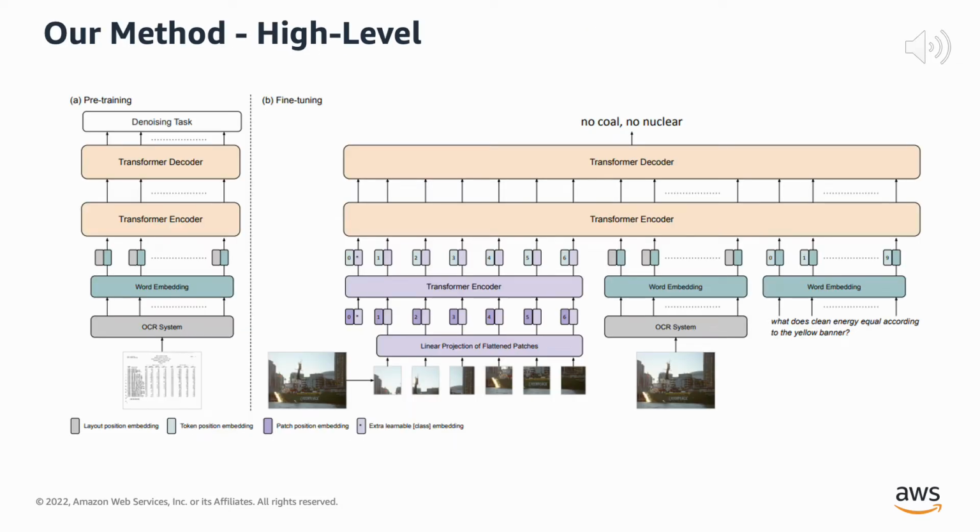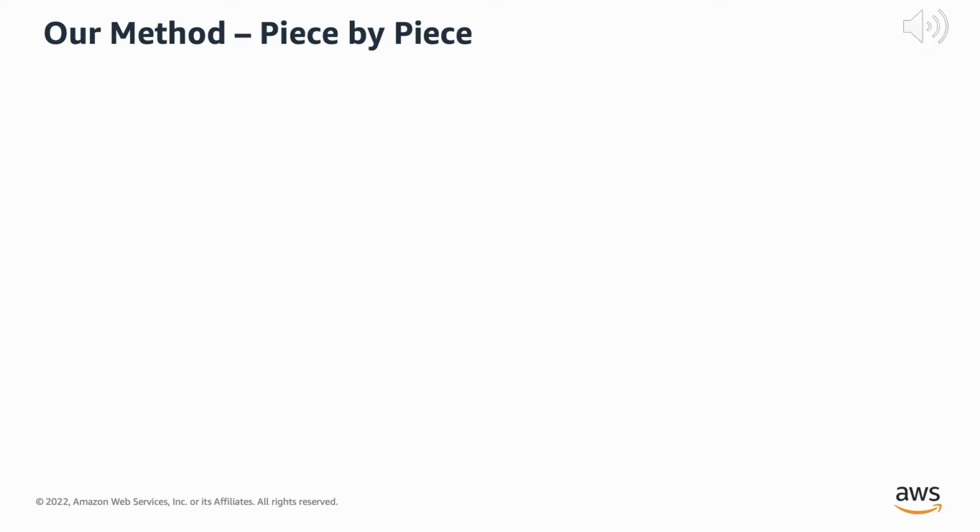LaTr is made out of three building blocks. First, a language model which is pre-trained on only text. Second, the usage of spatial embedding tokens for the OCR bounding box in conjunction with further layout-aware pre-training on documents. And finally, a ViT architecture for obtaining visual features. Let's go over our method piece by piece.